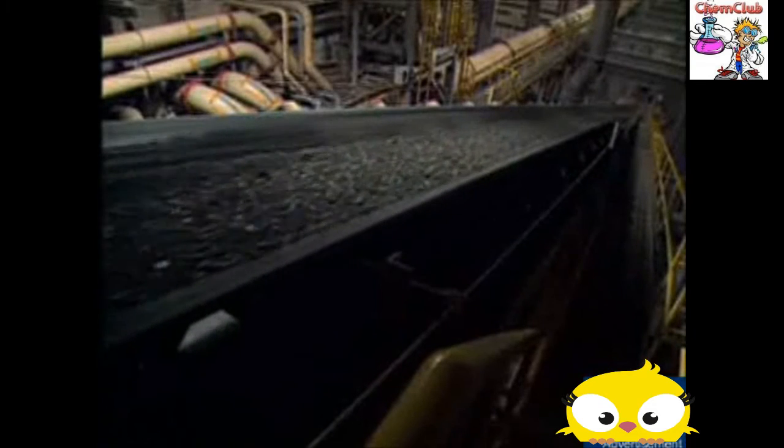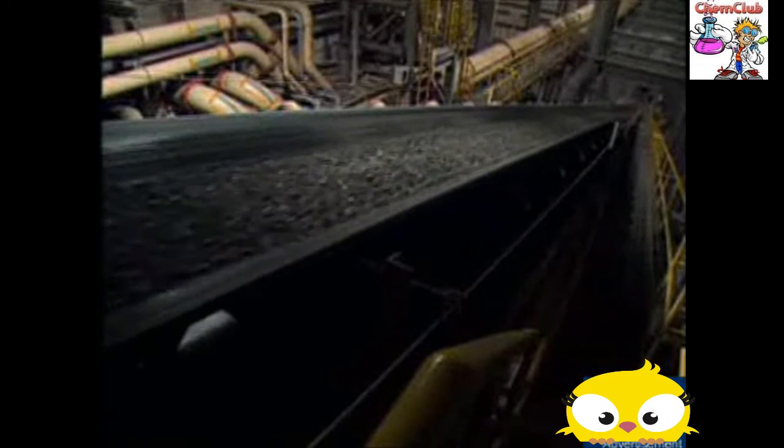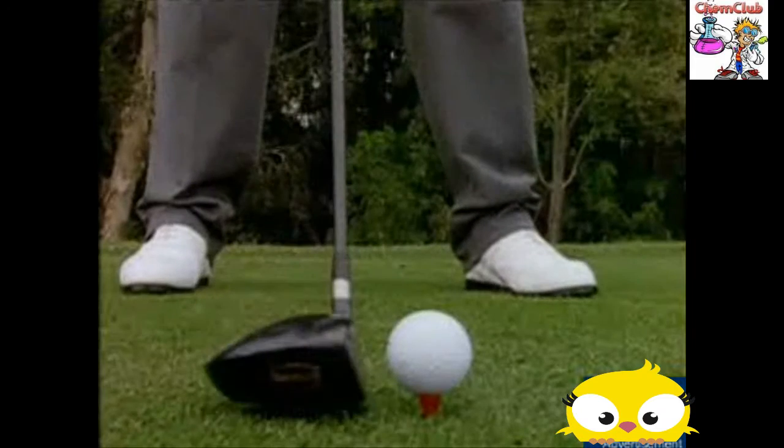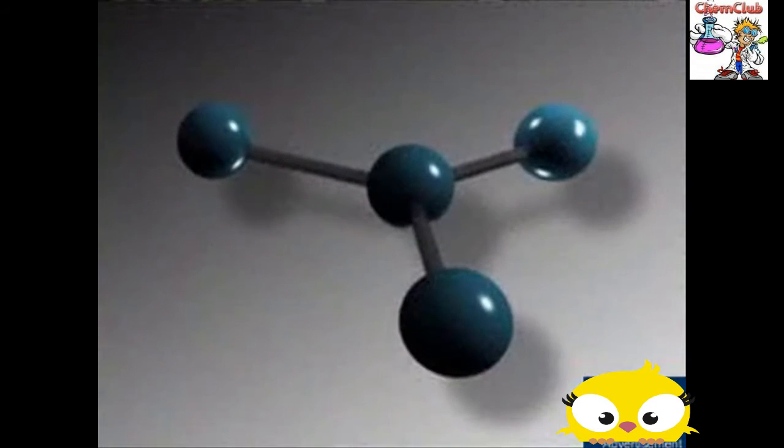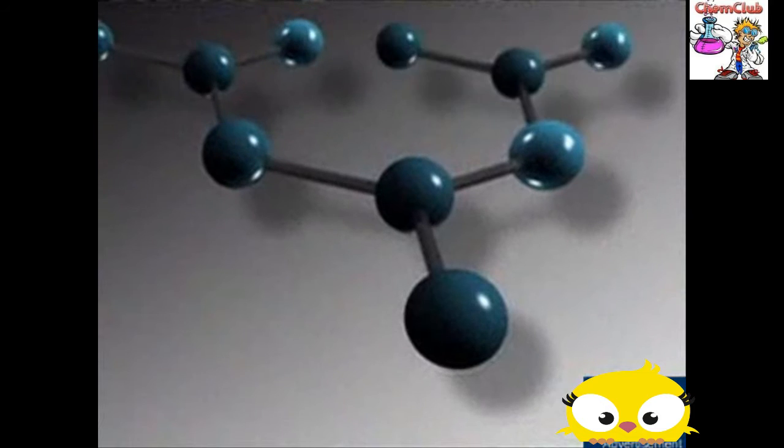But actually, most carbon comes in this form: graphite. Graphite is a strong material that is often combined with other materials to reinforce everything from golf clubs to fighter planes. In graphite, a carbon atom bonds to 3 nearby atoms to form flat layers.